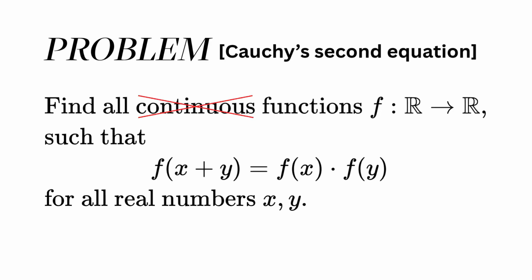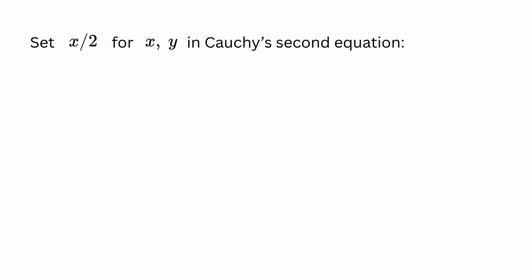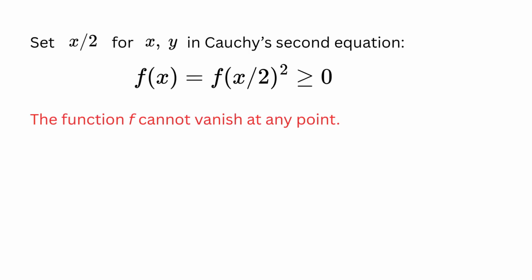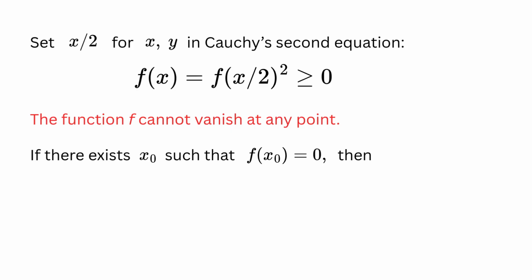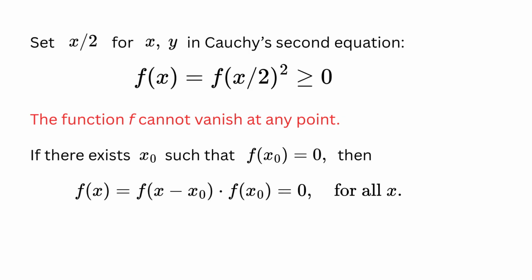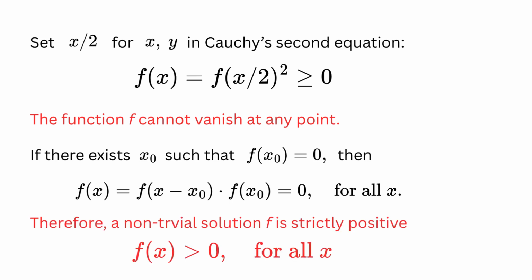Now, we proceed to find the non-continuous solutions of the exponential Cauchy functional equation. Setting x over 2 for both x and y in Cauchy's exponential equation, we see that the function is non-negative. But the function cannot vanish at any point, since if it does, it must be identically 0. To see this, let x0 be a root of the function f. Then setting x minus x0 for x, and x0 for y in Cauchy's equation, we immediately see that f must vanish for all real values. Therefore, a non-trivial solution f is strictly positive.